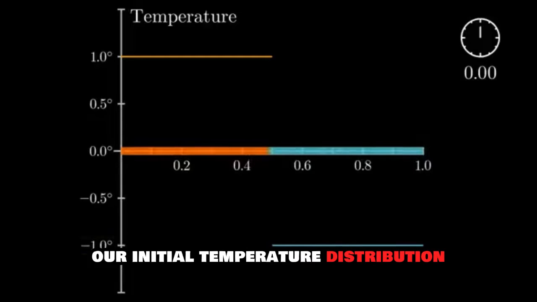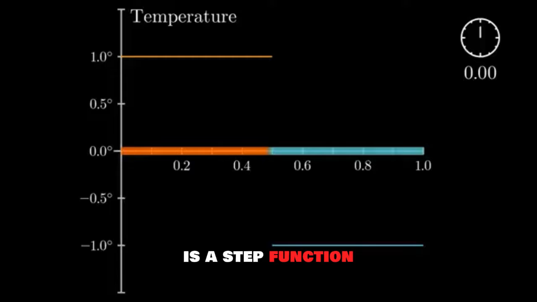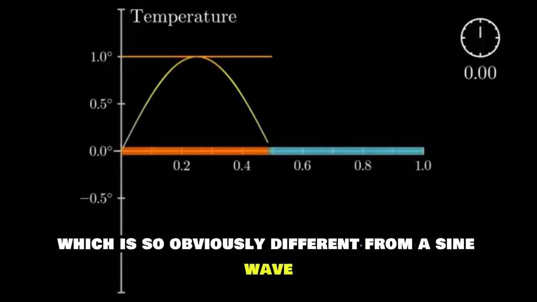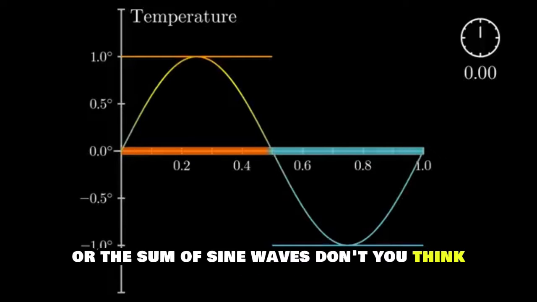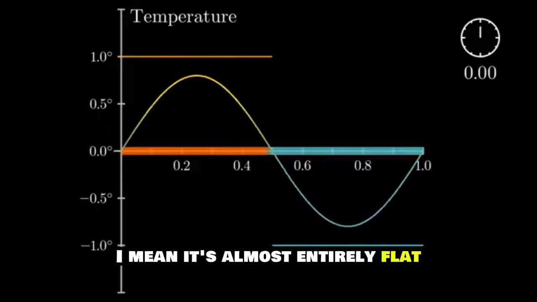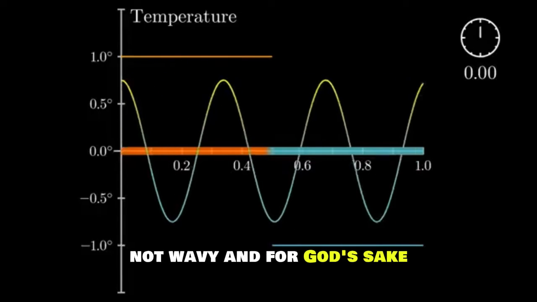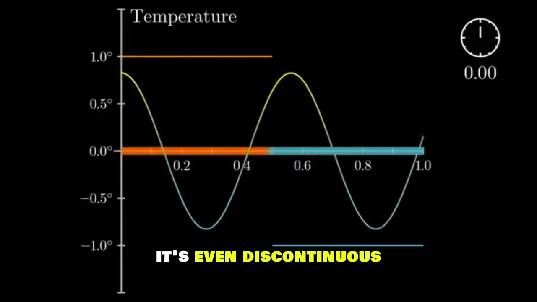What this means is our initial temperature distribution is a step function, which is so obviously different from a sine wave, or the sum of sine waves, don't you think? I mean, it's almost entirely flat, not wavy, and for God's sake, it's even discontinuous.